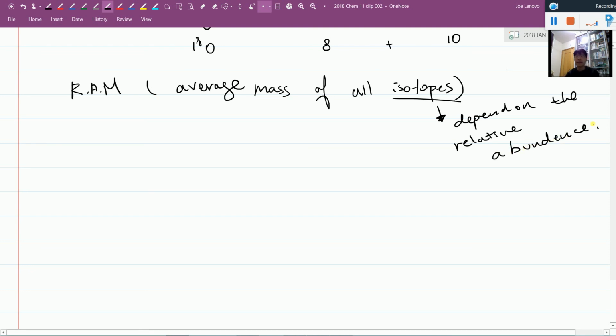So, relative abundances. What are the relative abundances of isotopes? It tells you how often you can see them naturally, for carbon-12 and carbon-13. 99% of carbon is carbon-12. Less than 1% is carbon-13. So most of the carbon is carbon-12, and when you take the average, we have to pay attention to those relative abundances.